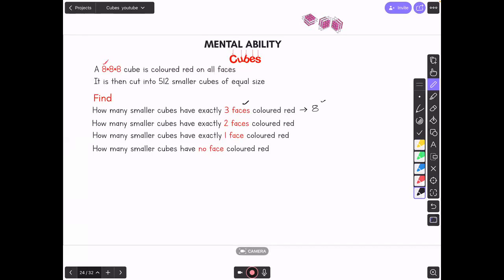Two faces colored red, where do you get it? You always get it on edges. How many edges are there? 12 such edges. The question is how many per edge. Can anyone tell me the formula? What is the formula? Length of the edge minus 2. So this time what is the length of the edge? 8. So 8 minus 2 is 6. So this time you will get 6 per edge. 12 into 6, the answer is 72.